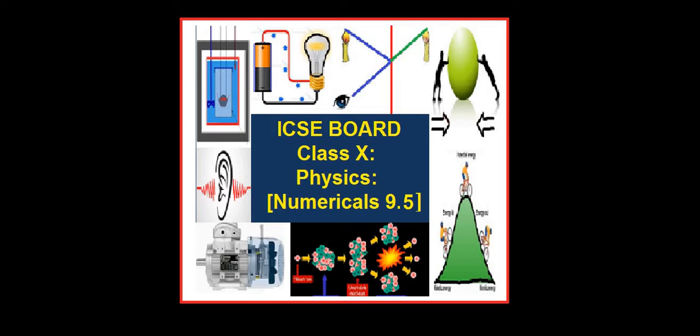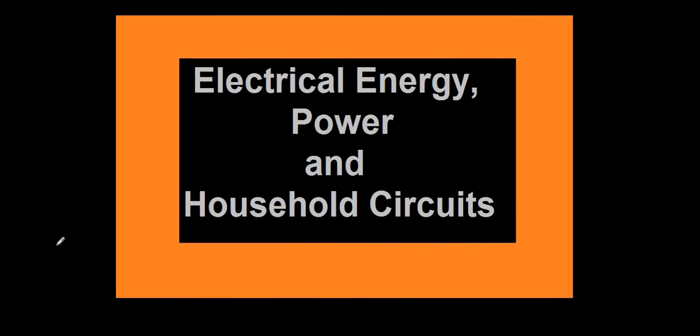ICSE Board Class 10 Physics. We are solving numericals and this is episode numericals 9.5. We are solving numericals for the chapter Electrical Energy, Power and Household Circuits. So far we have completed 12 numericals from the textbook and I have given some numericals to solve as homework. We are with sum number 13, so let us move on to numerical 13 and 14. In this episode we will complete the numericals of this chapter. So let us move on to sum number 13.